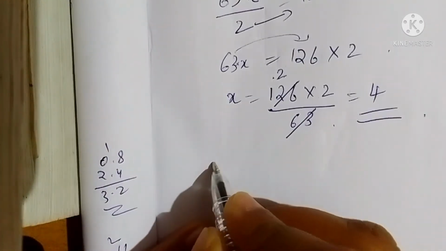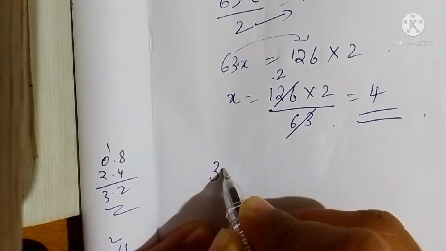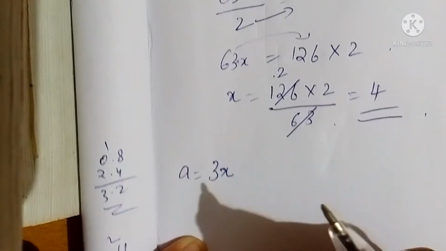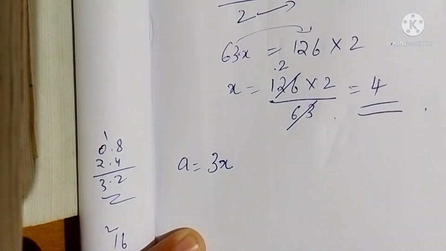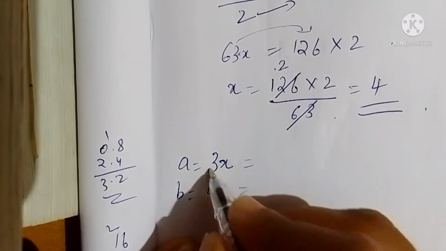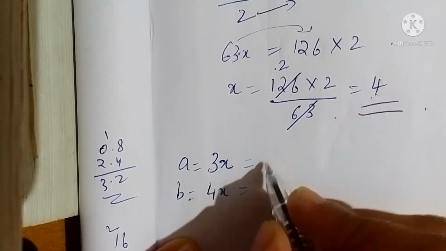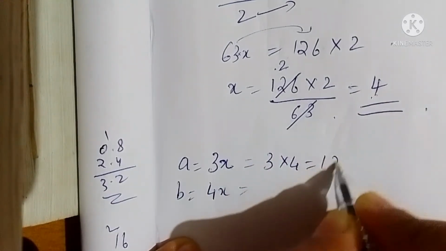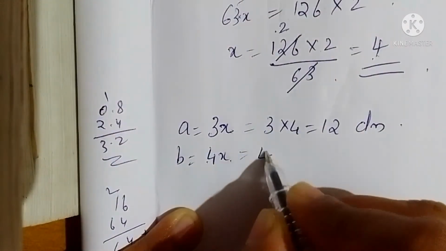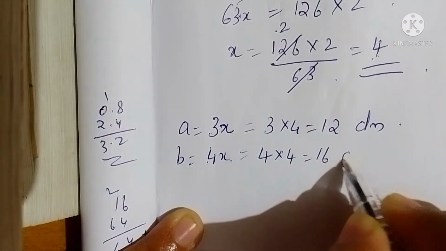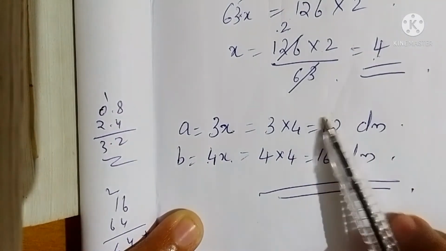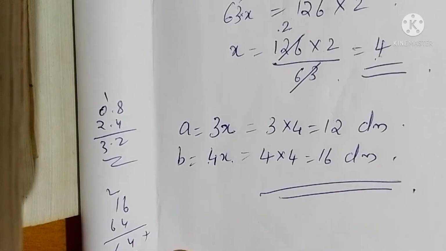We need 3x and 4x value. We take A as 3x and B as 4x. So these values we need. 3x, if x equal to 4, it will be 3 into 4, you will get 12. Unit will be decimeter. Now 4x will be 4 into 4, that is 16 decimeter. So the length of two parallel sides is 12 decimeter and 16 decimeter.